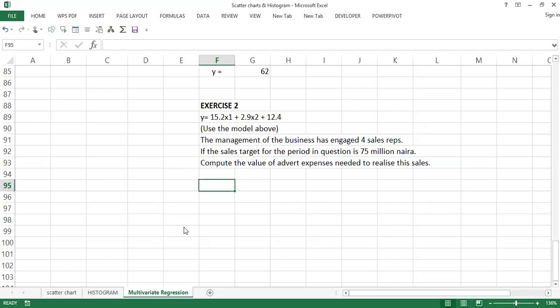You said the management of the business has engaged four sales reps. If the sales target for the period in question is 75 million naira, compute the value of the advert expenses needed to realize the sales. Let me try, sir. All right.